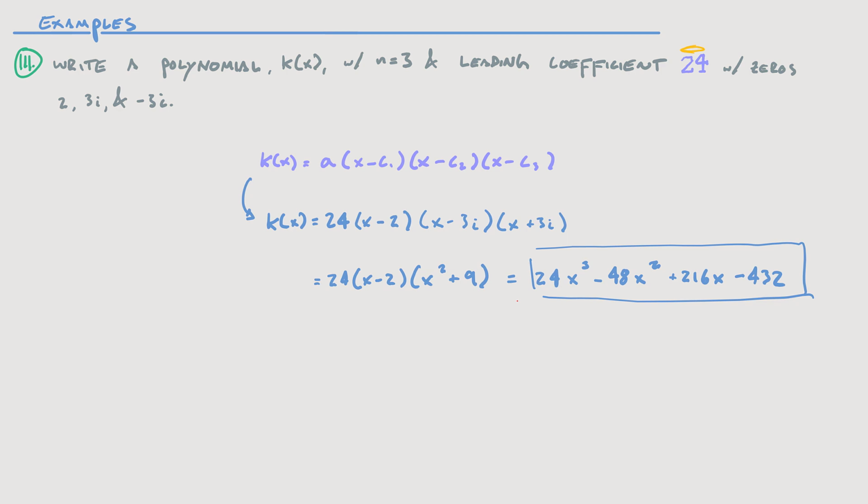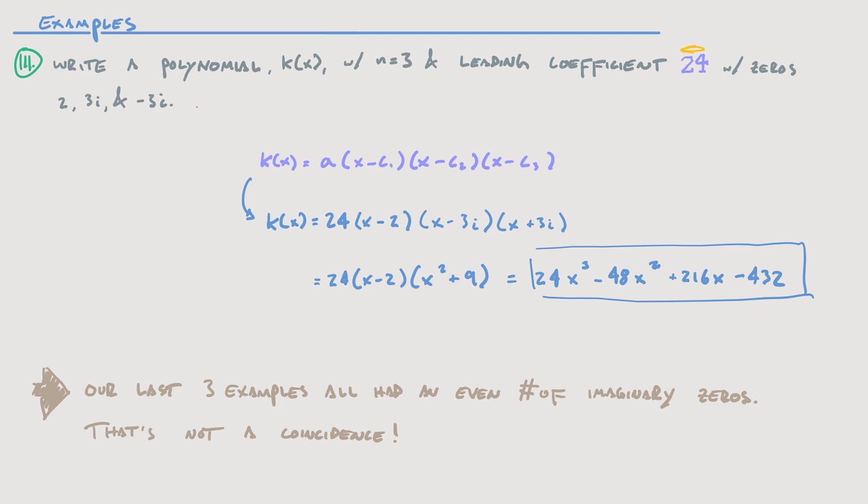But this is what we would get, right? This cubic polynomial has the zeros 2, 3i, and negative 3i, and it's a polynomial. It doesn't have any imaginary coefficients. So you might notice that in the last 3 examples that we did, all of them had an even number of imaginary zeros. The first one had, I think, 2. The second one had 6. And this one also has 2, right? Imaginary zeros. And actually, it turns out that that's not a coincidence.